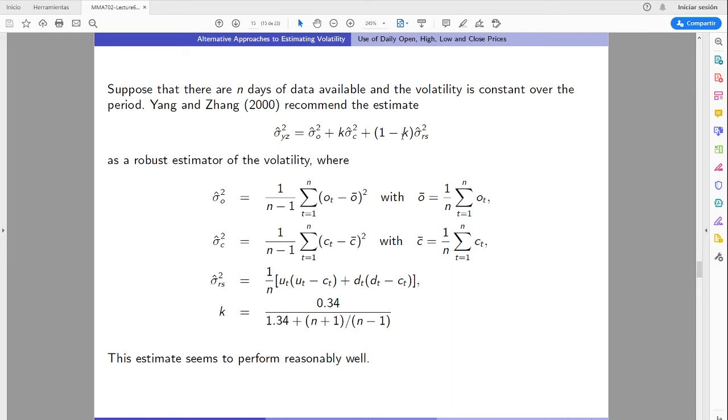And finally, we have this coefficient k, which is 0.34 divided by 1.34 plus n plus 1 divided by n minus 1, which makes sure this never goes to 0. However, if we have exactly one data point, this fraction is infinity, so this coefficient k is 0 and this is 1. So it doesn't break the reasoning if here we have only one sample of data, although it's probably not as useful.